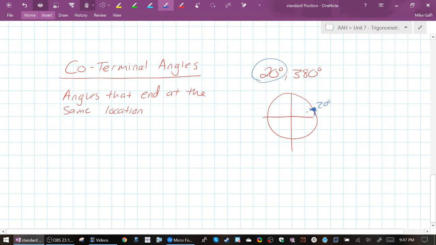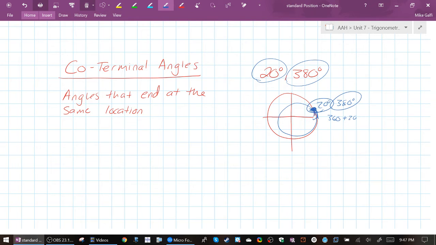So 380 degrees would be one full circle around, right? That's 360. Plus, to get to 380, I need to add an extra 20. So when I add that extra 20, I'm located at the same exact spot. Okay? So these are coterminal angles because they finish in the same location.